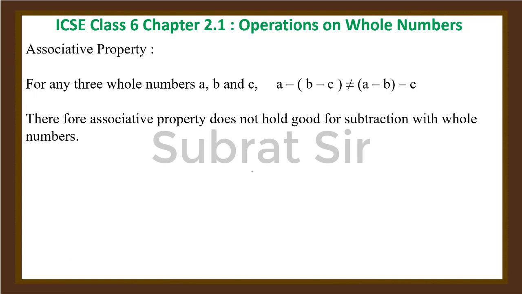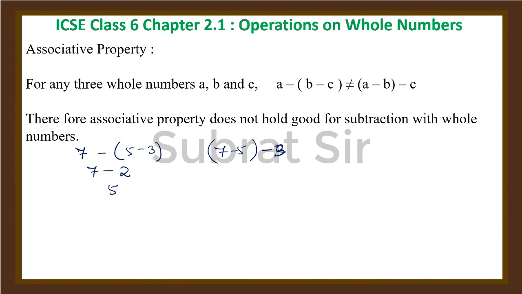Associative property. Associative property also does not hold good for subtraction with whole numbers. Let us check with an example. 7 minus 5 minus 3. So 5 minus 3 is 2, and 7 minus 2 is 5. But if we do A minus B, then minus C, and C is 3.